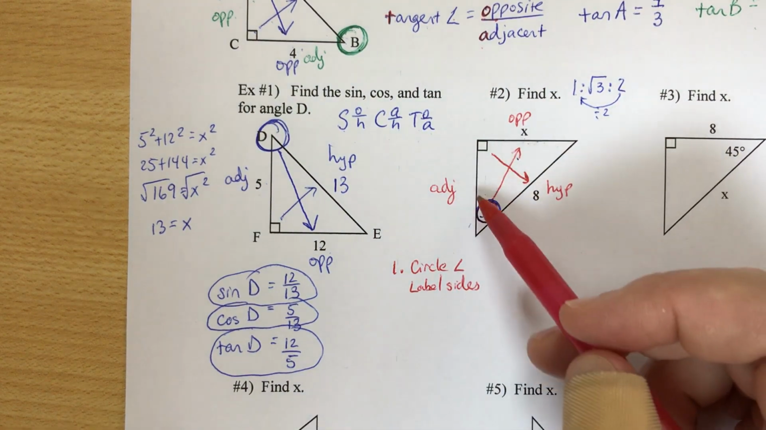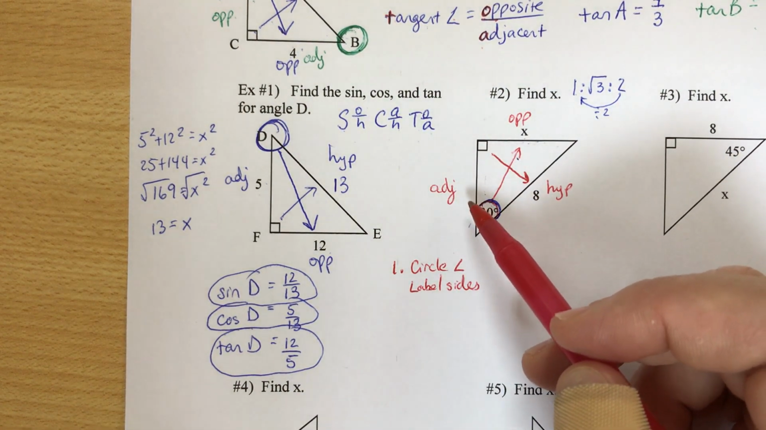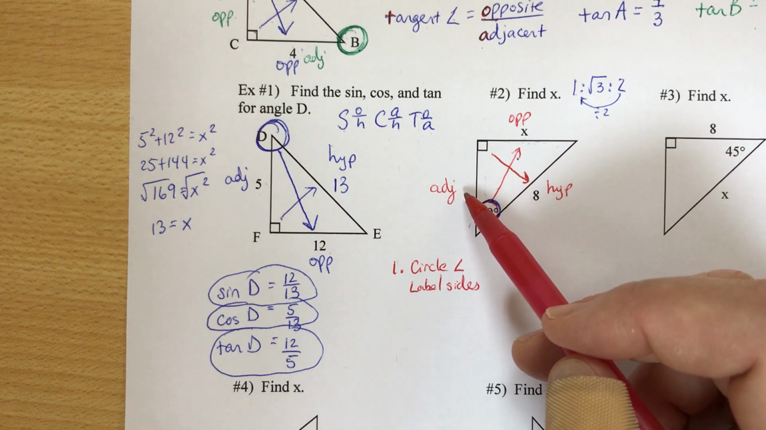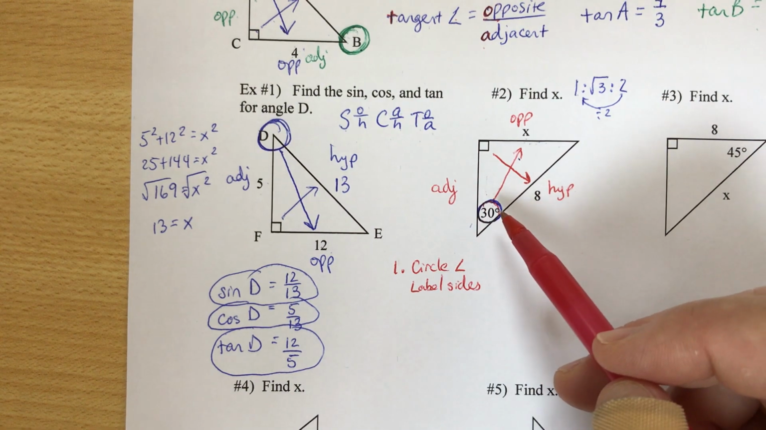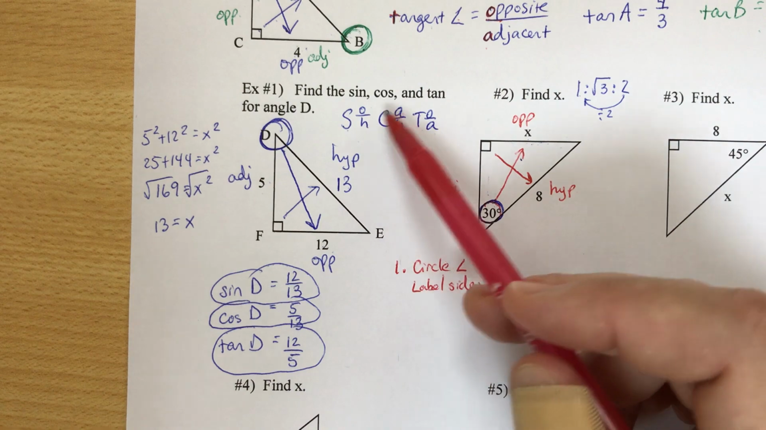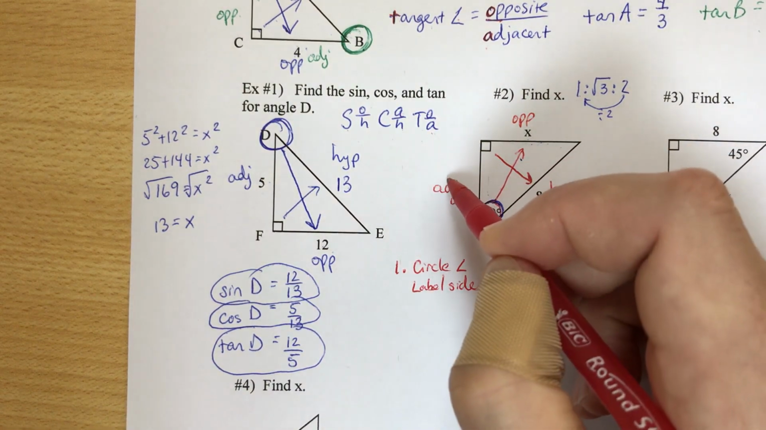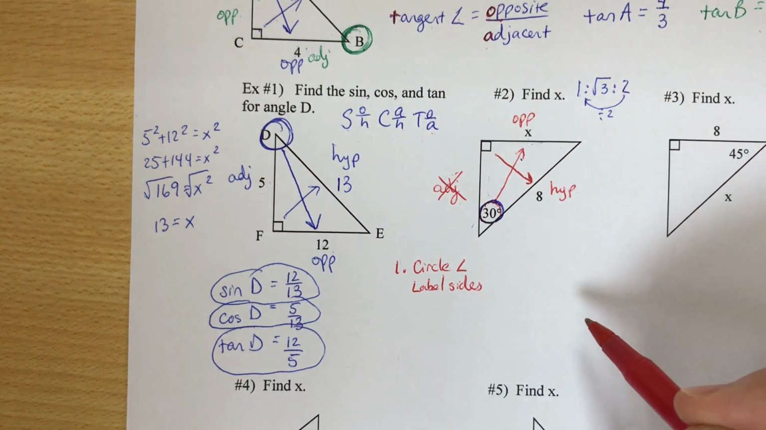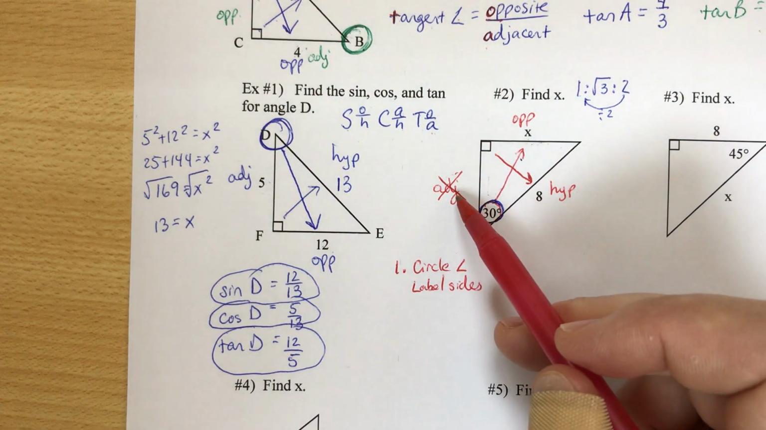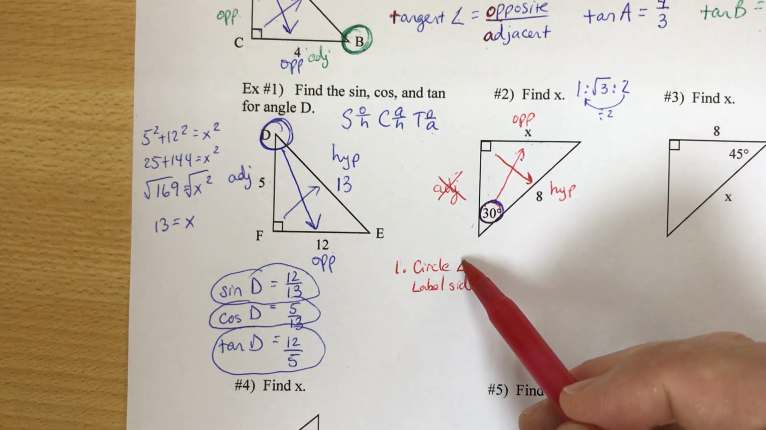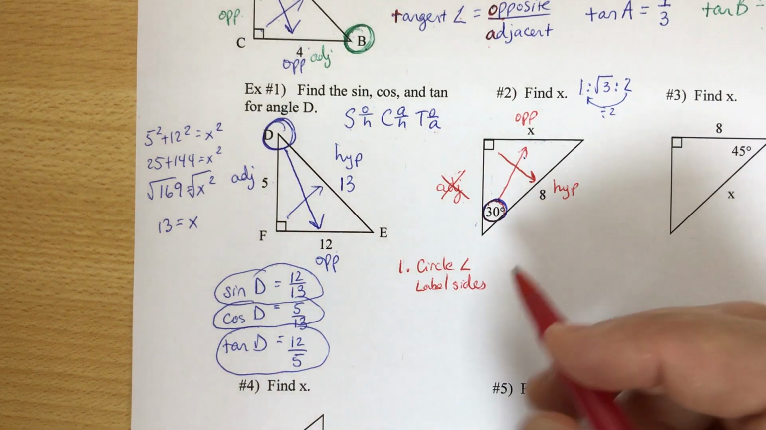Now that side is blank. We're not trying to find that, and we're not going to use it because when you do the trig ratios, you only need 2 sides. So this third side here, we're not going to use it. So actually, I'm just going to cross that out. But I like to label it anyway. Okay, so we circle the angle, we label the sides.